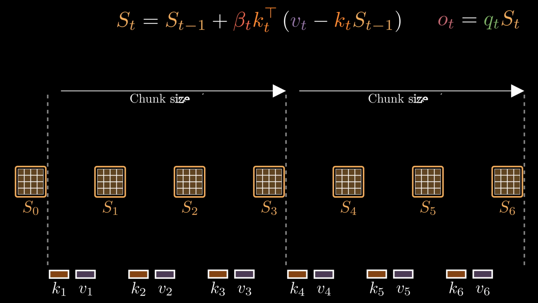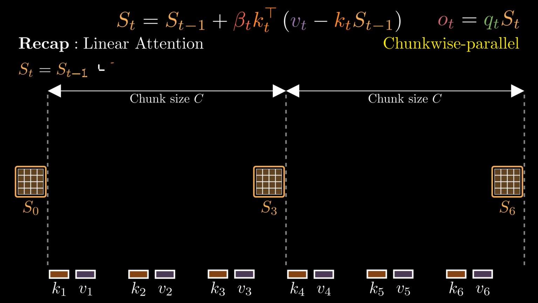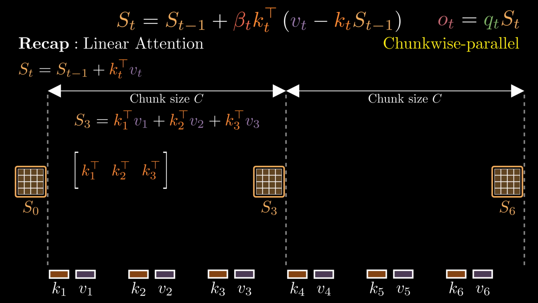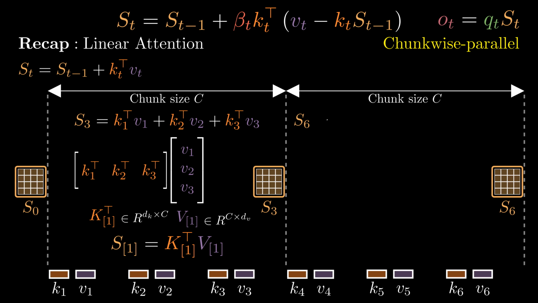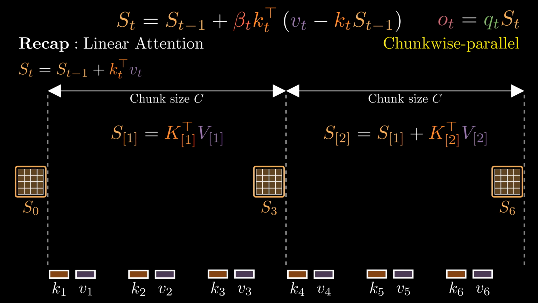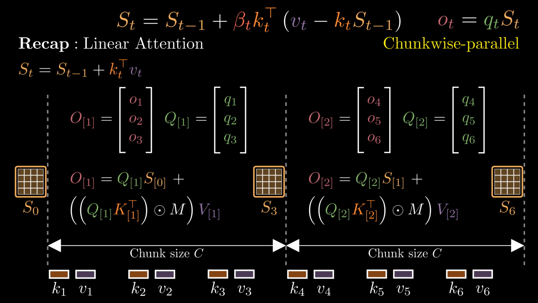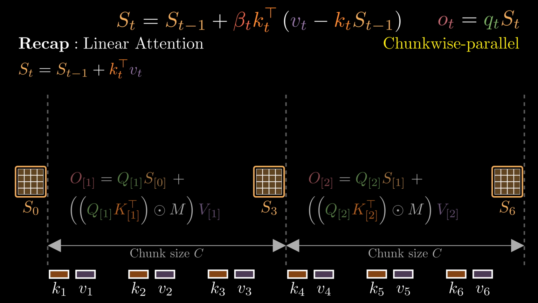Let's first do a quick recap of the chunkwise parallel form for linear attention. After splitting the sequence into non-overlapping chunks of size C, we compute the state matrix at the end of each chunk using matrix multiplication. This allows us to compute the state matrix efficiently by leveraging tensor cores and avoid materializing the state matrix at every step. The output vectors are then computed in a parallel manner by summing the contributions from the previous chunk and the current chunk. Now let's see how we can do the same for the delta update rule.